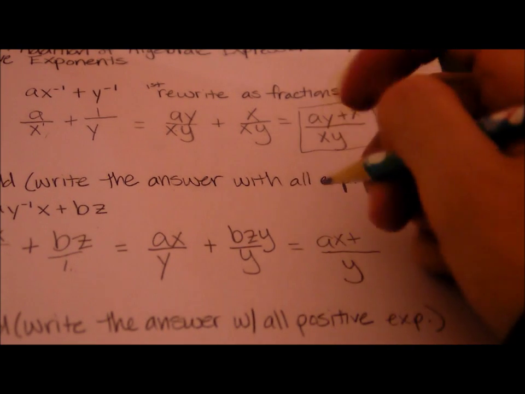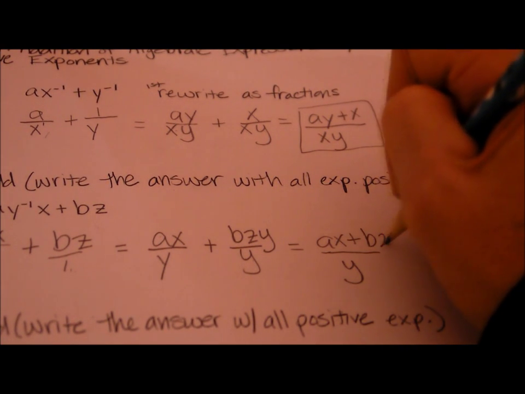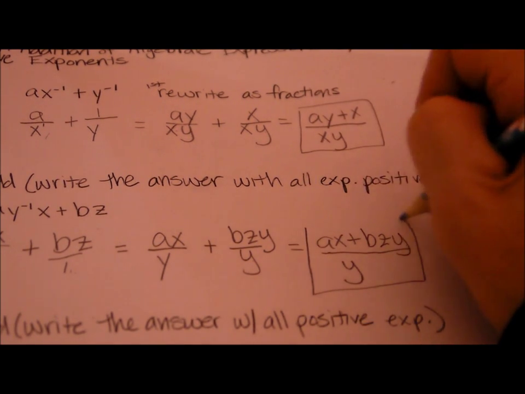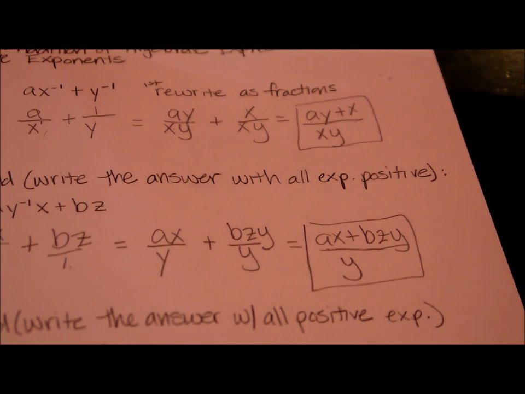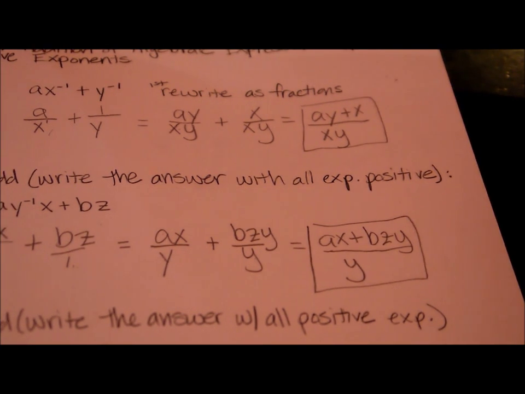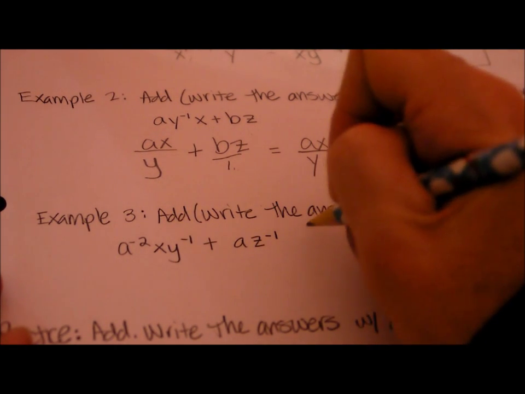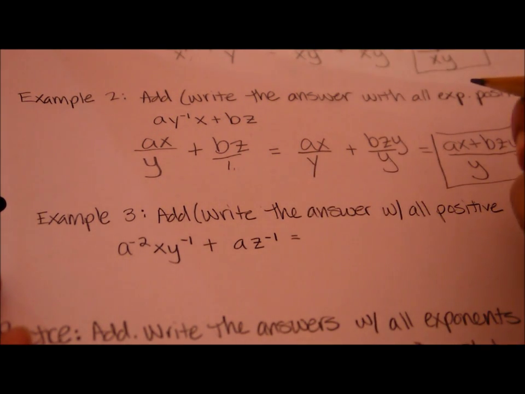So we have ax plus bzy over y. And there's your final answer on that one. Okay, there's only one more example, and I gave us very little room on our paper to do it, so I'll do my best. I might do it over 2 lines.